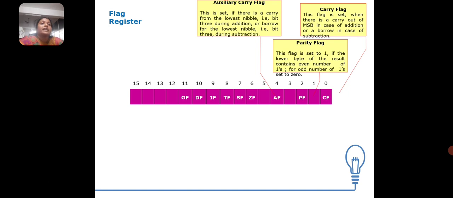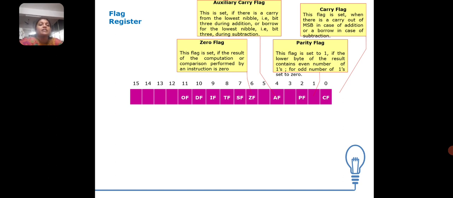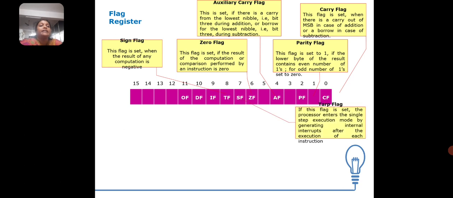the carry flag is set when there is a carry out of the MSB in case of addition, or a borrow in case of subtraction. The zero flag is set if the result of the computation or comparison performed by an instruction is 0. The sign flag is set when the result of any computation is negative. The trap flag: if this flag is set, the processor enters single step execution mode by generating an internal interrupt after the execution of each instruction.